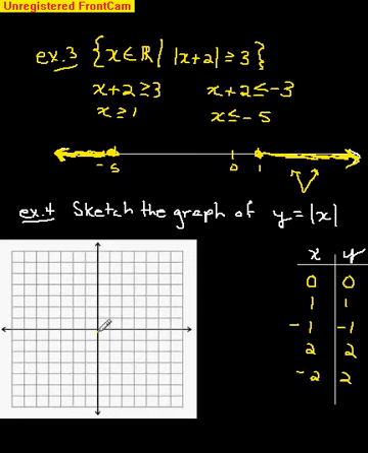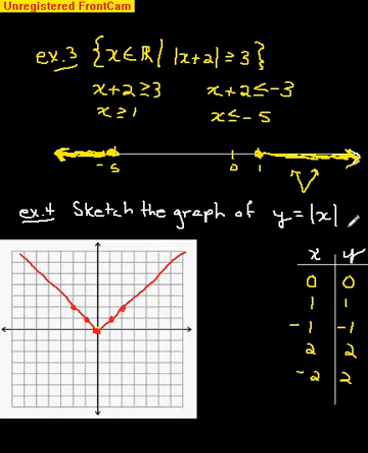So we have 0, 0. I should use something a little darker. 0, 0, 1, 1, 2, 2. See, we're getting the V. Negative 1, 1, negative 2, 2. And we would just get lines straight up. So we can just connect all these. And that's how you graph an absolute value.